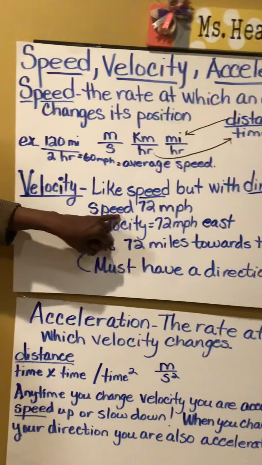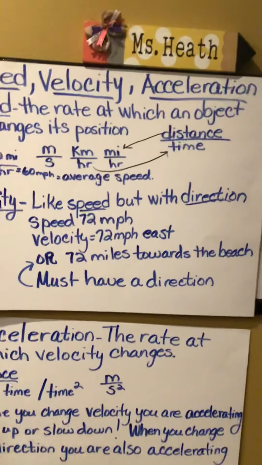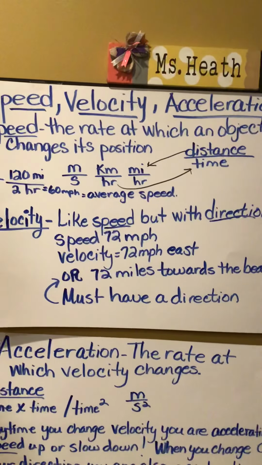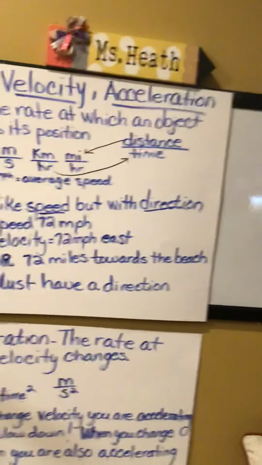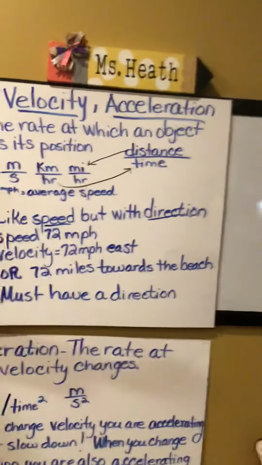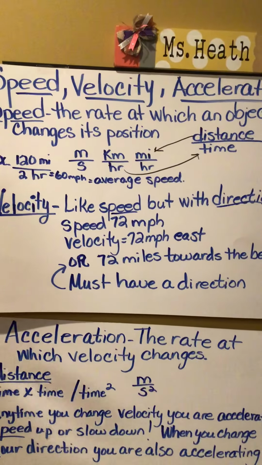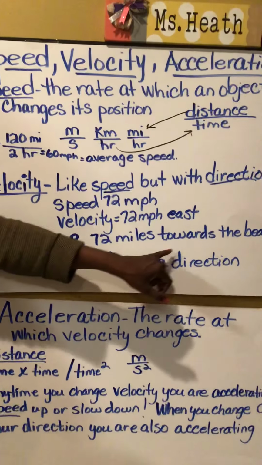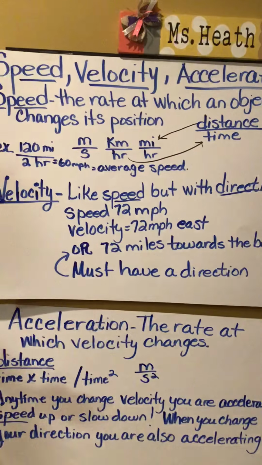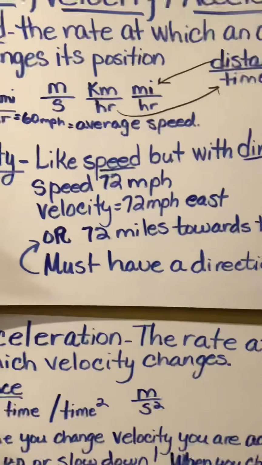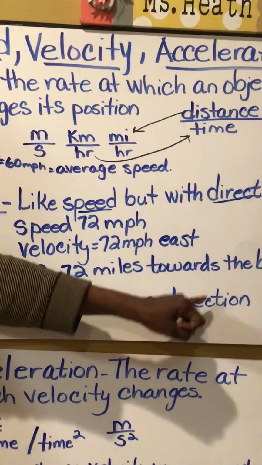So if a car is speeding 72 miles per hour, and I ask you to tell me the velocity, then I want to know that it was 72 miles per hour east or 72 miles per hour west based on the information from the problem that you're reading. Or it could be 72 miles towards the beach. It's still a direction if it's going toward the beach. But in order for the answer to be velocity, you must have a direction.